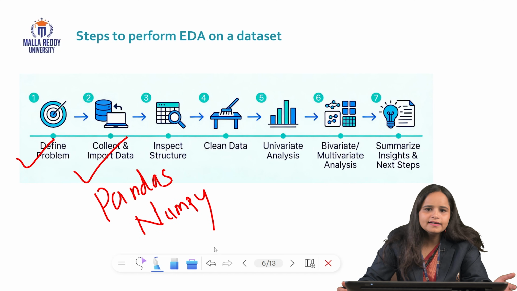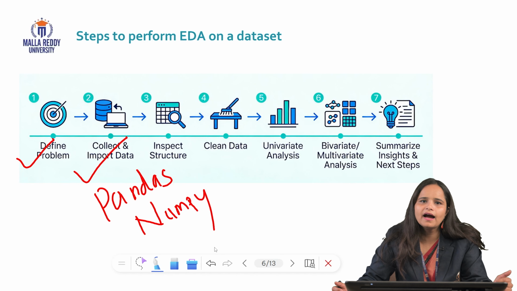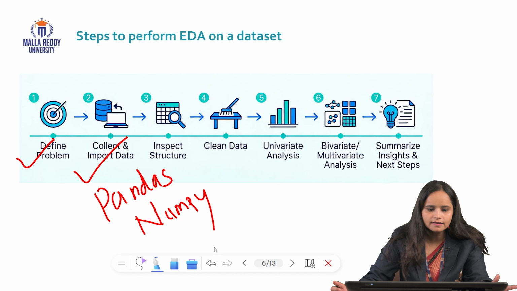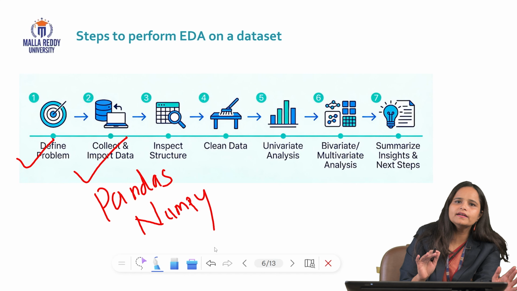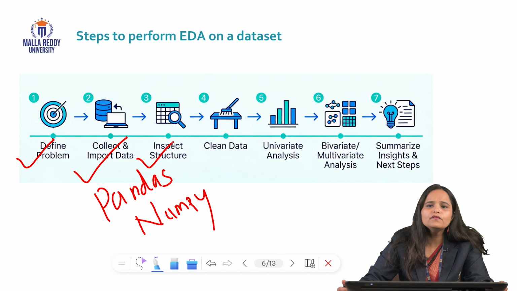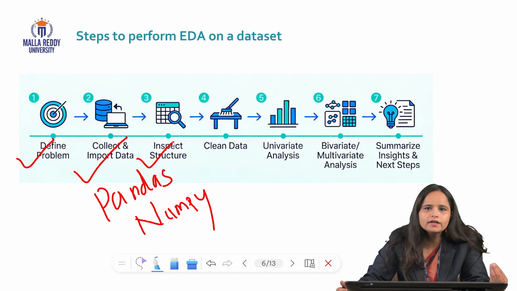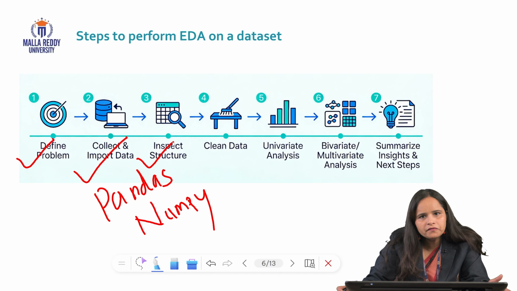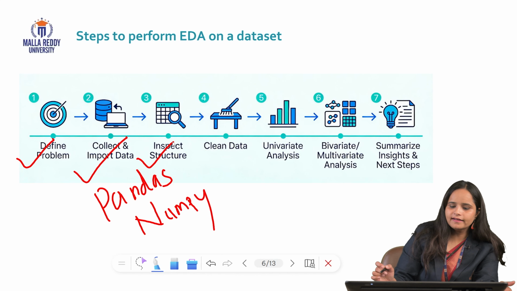For loading the dataset, it can be a CSV file, it can be a JSON file, it can be an XML file. We have different functions available in the pandas package. After we load the dataset into a data frame, we will inspect the structure. We can use different functions like .info, .shape, .describe to get a basic understanding of the dataset. Now, in inspecting the structure, we will come to know how many variables are there, what are the names of those variables, what are the data types of those variables in my dataset.